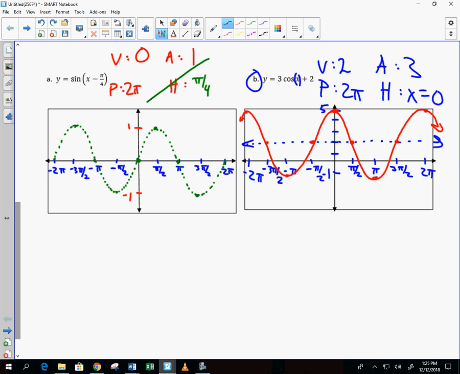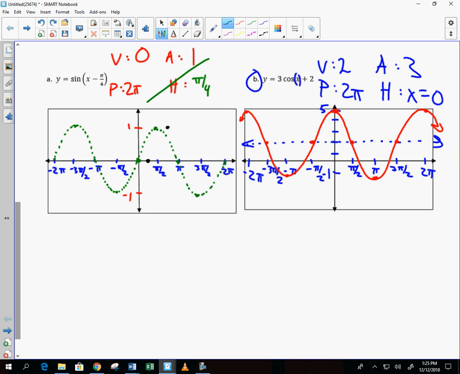Now I can apply the horizontal shift. The horizontal shift is pi over 4. How much is pi over 4 in comparison to one of these tick marks? It's half of it. So a whole tick mark is pi over 2, so half of that would be pi over 4. So I'm going to take each one of these dots I put down and move it to the right pi over 4 units.